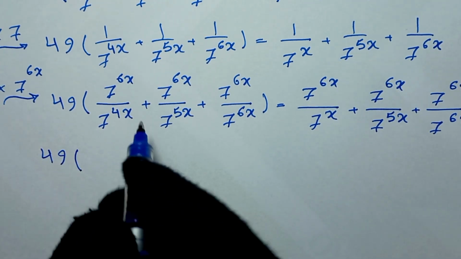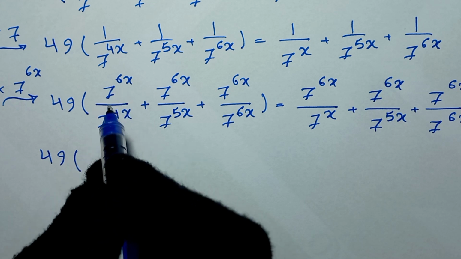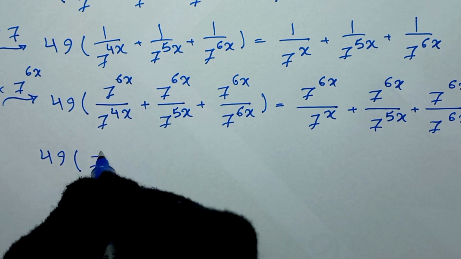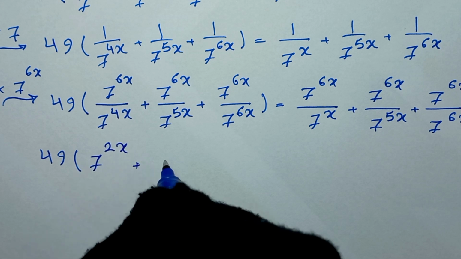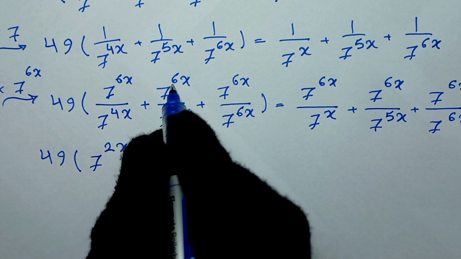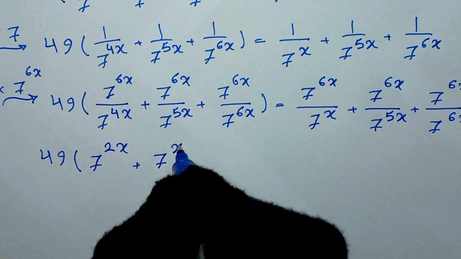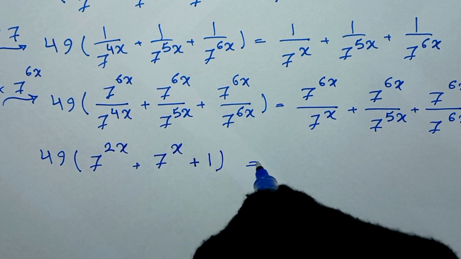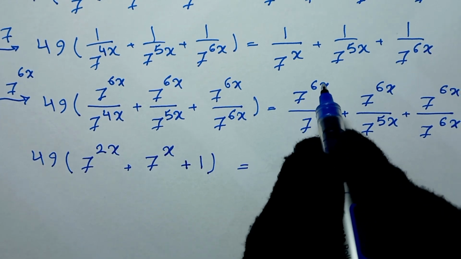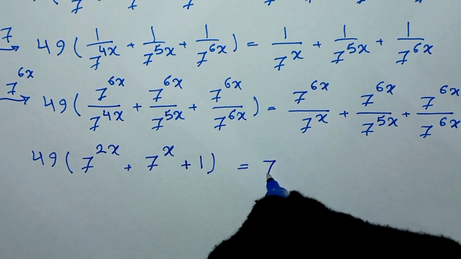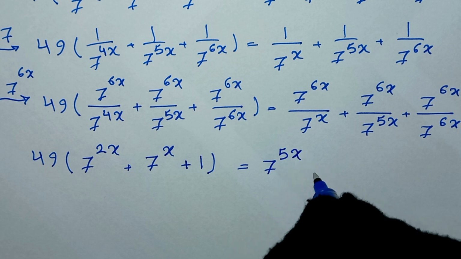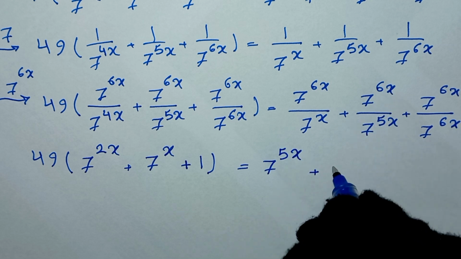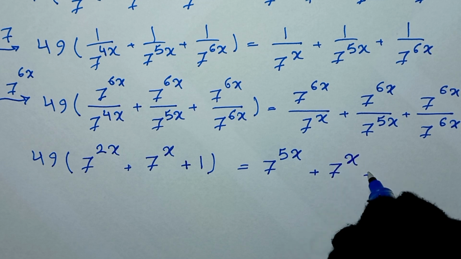It will be 49 times, from exponential rule, we can write this as 7 to power of 6x minus 4x, right? And it will be 7 to power of 2x plus 7 to power of 6x minus 5x. It will be 7 to power of x and plus this is equal to 1, right? Is equal to, and here it will be 7 to power of 6x minus x. It will be 7 to power of 5x and plus 7 to power of 6x minus 5x. It will be 7 to power of x, and this is equal to 1.